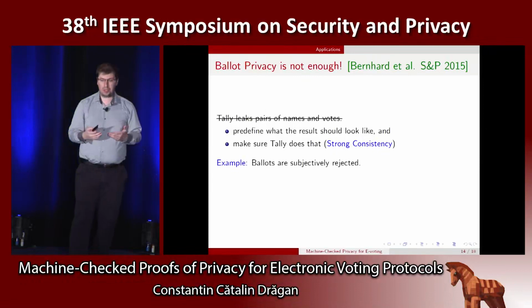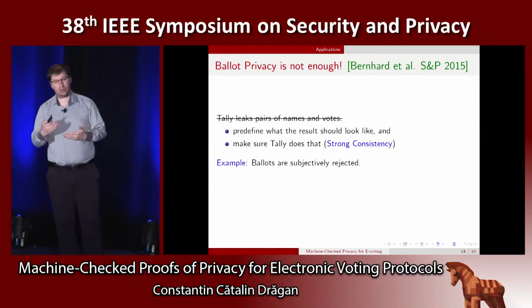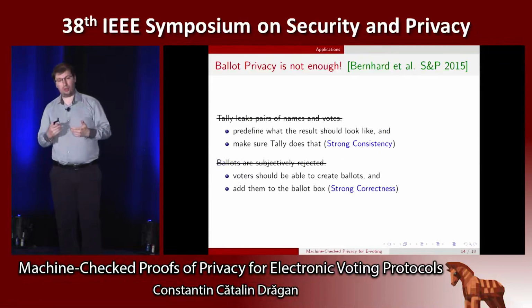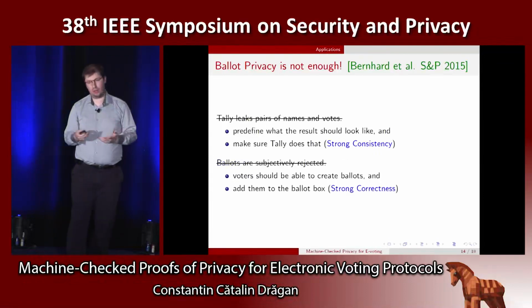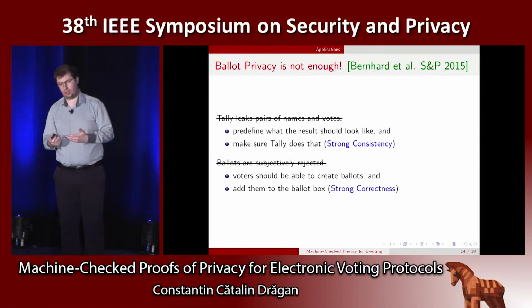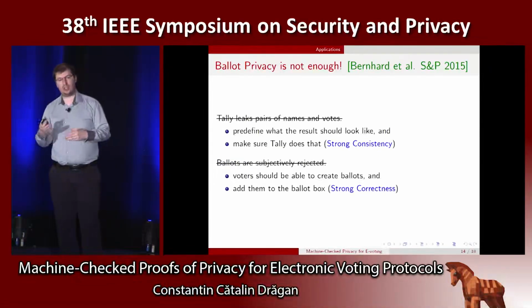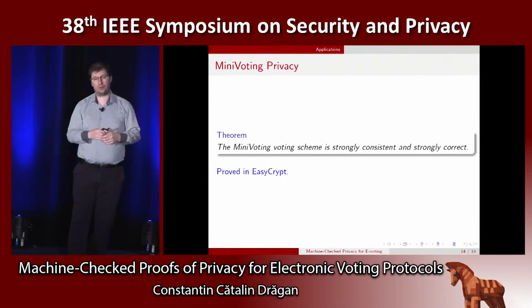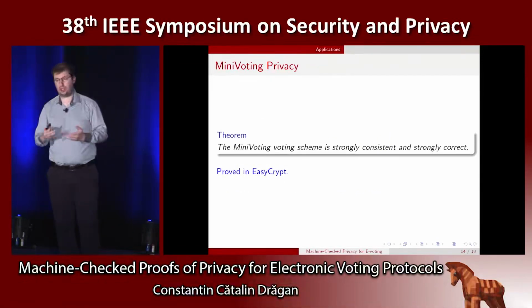Another example is the possibility of rejecting ballots before adding them to the ballot box. This would also be ballot private, but it's not something we want. This is enforced by another property called strong correctness, where voters can create ballots freely by calling the correct algorithm, and then we will successfully add them to the ballot box. In addition to ballot privacy, we also show that MiniVoting satisfies these two additional properties. They've been proven in EasyCrypt.